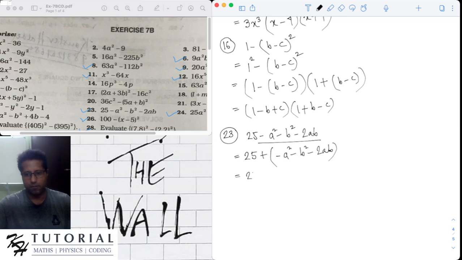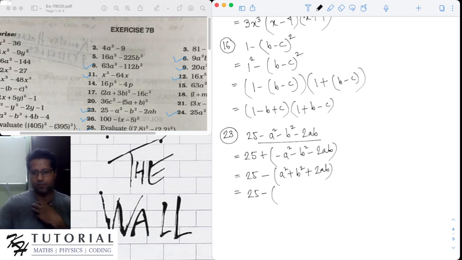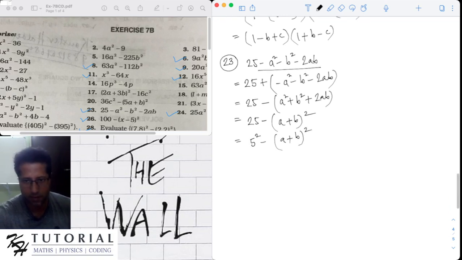Now from the expression inside the bracket, if I take minus common, because I can see all the terms are negative, I will have a square plus b square plus twice ab, and we know that a square plus b square plus twice ab, from the algebraic identity, is equal to a plus b whole square. Now 25 can be written as 5 square, and now we get the form a square minus b square, that is, a difference of two squares.